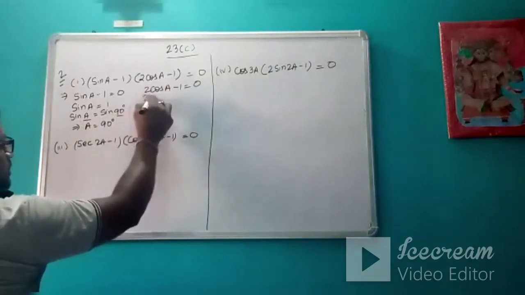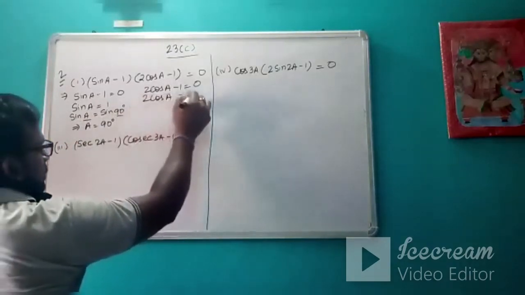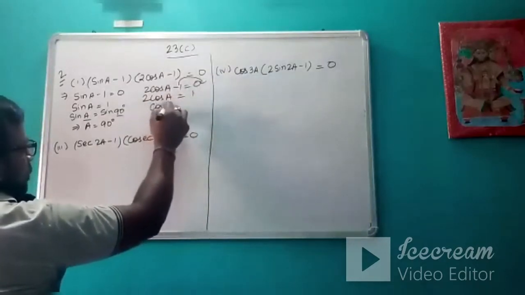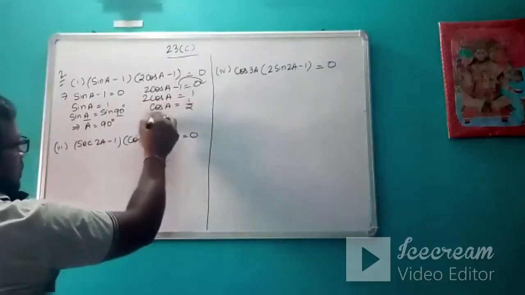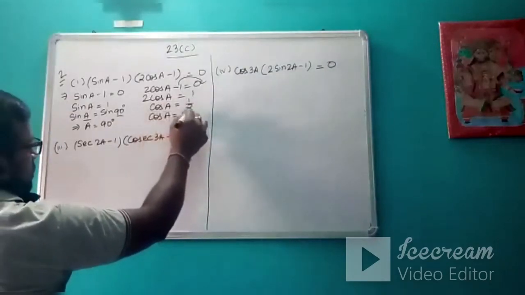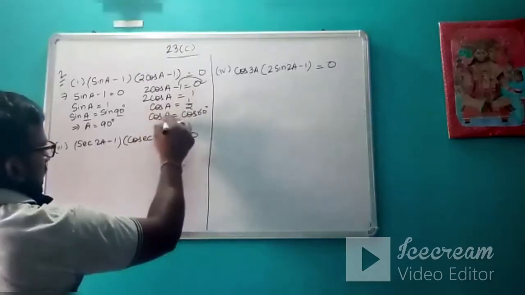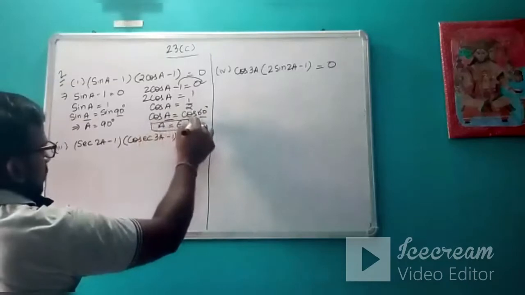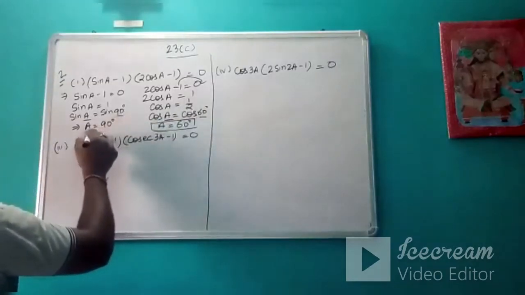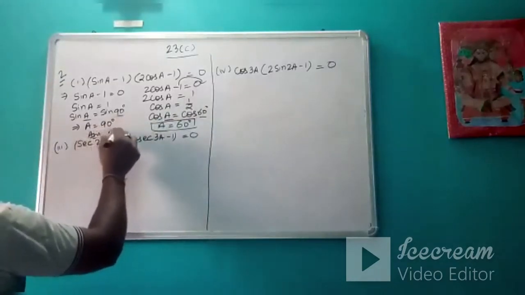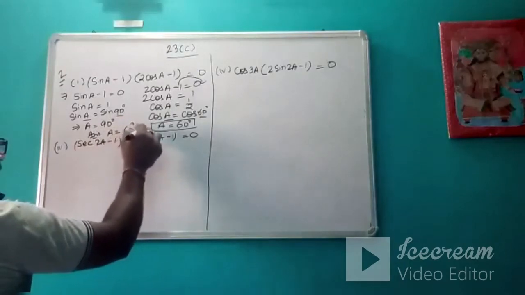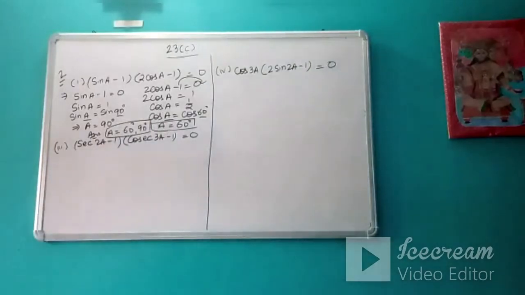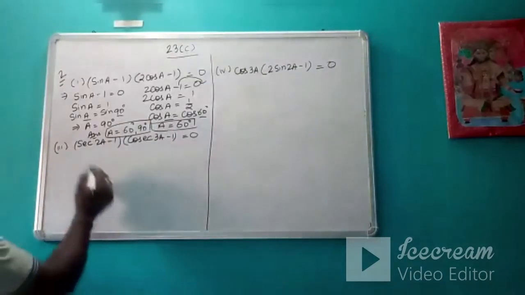In that case, 2 cos A is equal to 1, the 1 will go there, then again 2 will go there, so you will get cos A is equal to 1 by 2, or cos A is equal to cos of 60 degree. That means A is 60 degree. So what will be our answer? Our answer will be A is equal to 60 degree and 90 degree. Okay, so this will be our answer. Understood?